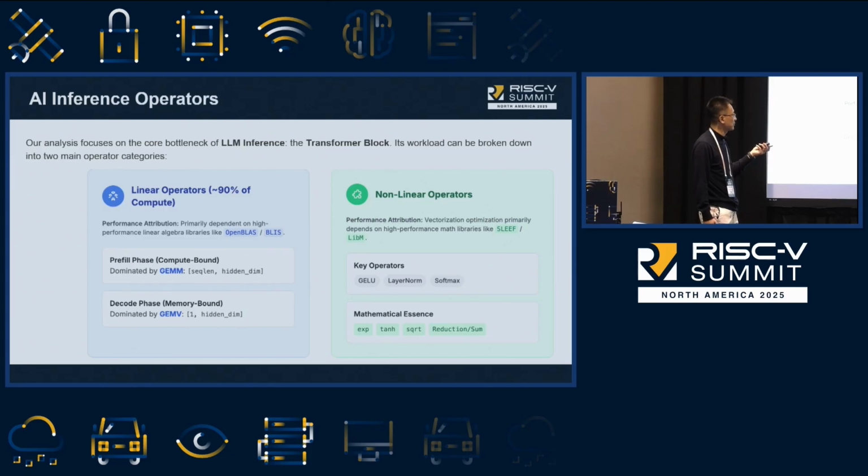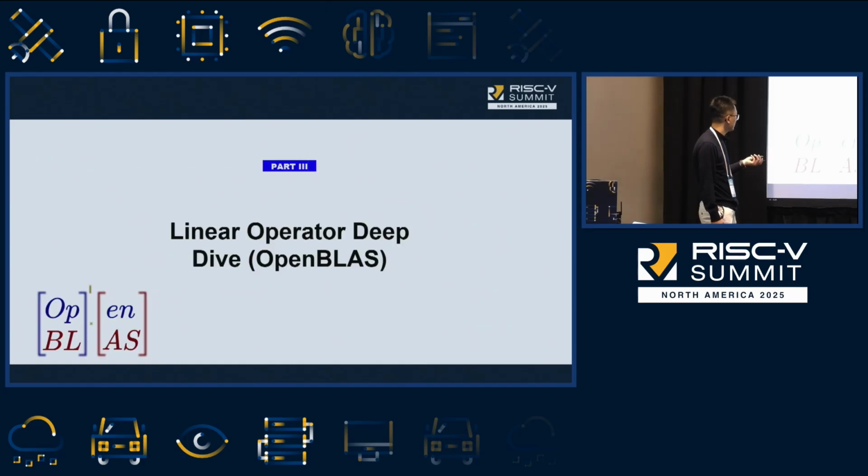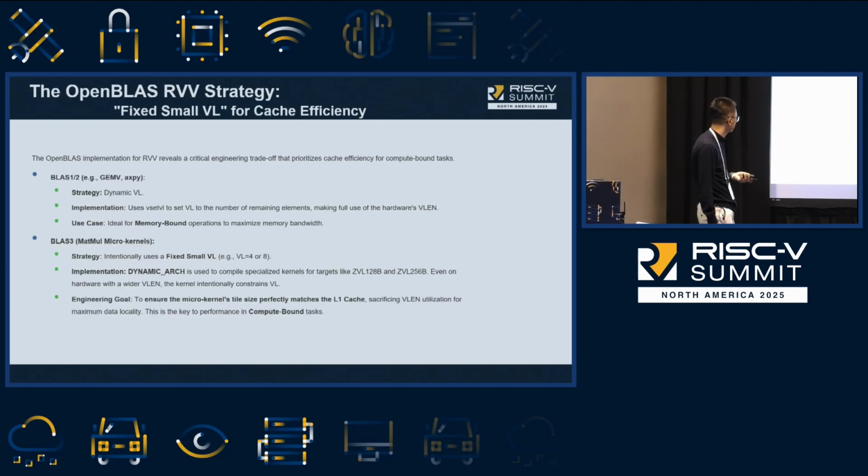That counts for about 10% of the computing in AI inference. It's like normalization or activation functions. These are nonlinear. So first, let's go through OpenBLAS. It's very popular. It has appeared in several speakers' slides.